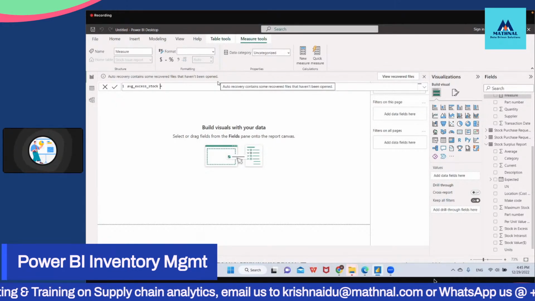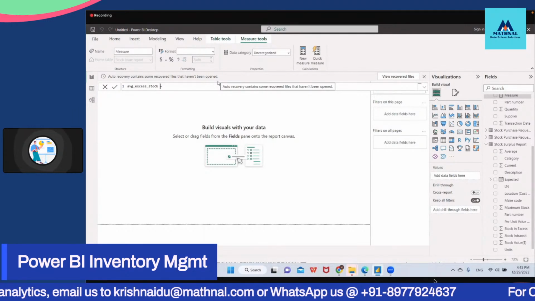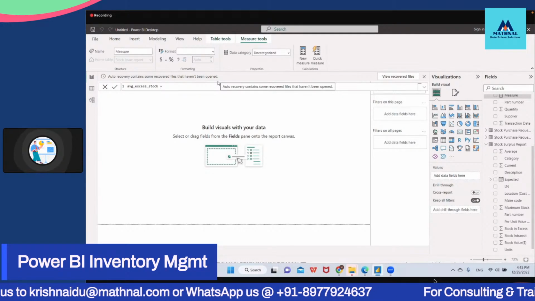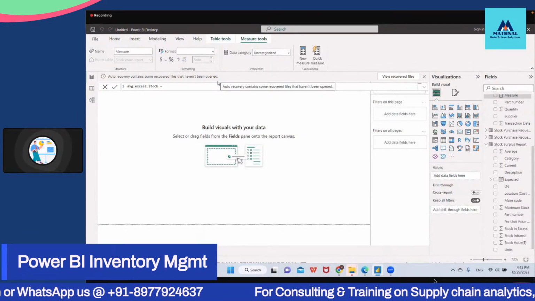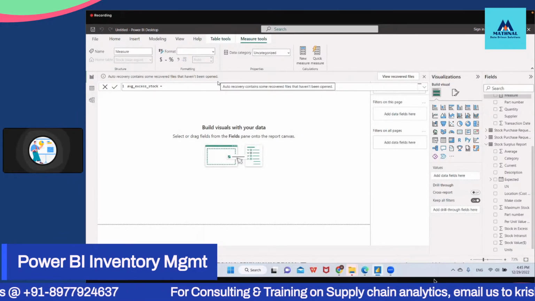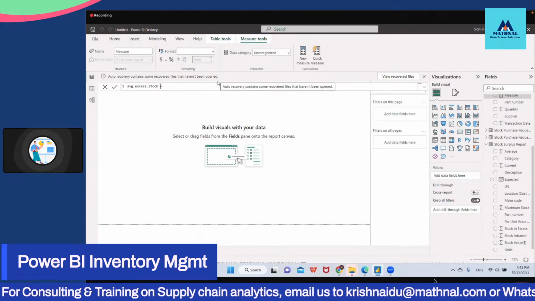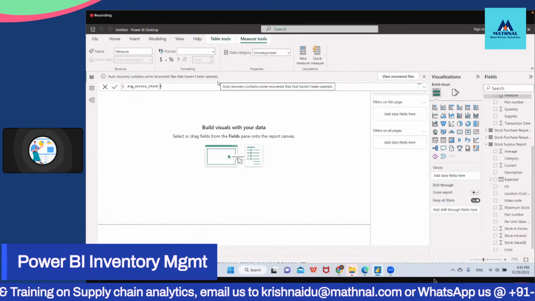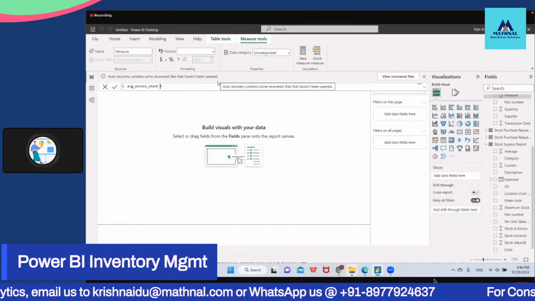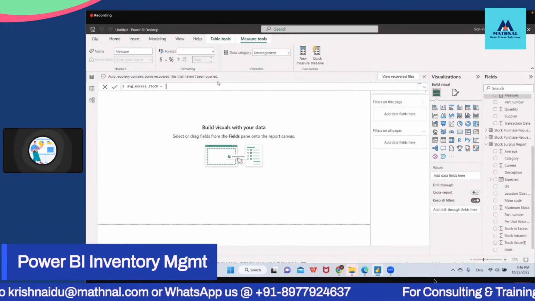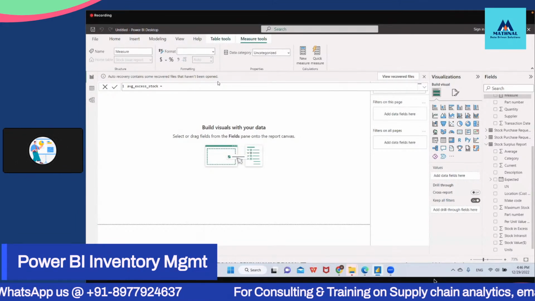You did that for each row separately. Similarly, the other calculation you did, the current stock minus the maximum stock, that is excess stock. We did this calculation for each row separately. When you do this calculation for each row separately, then we go for row context. When we don't need these calculations row wise, then we go for the filter context.